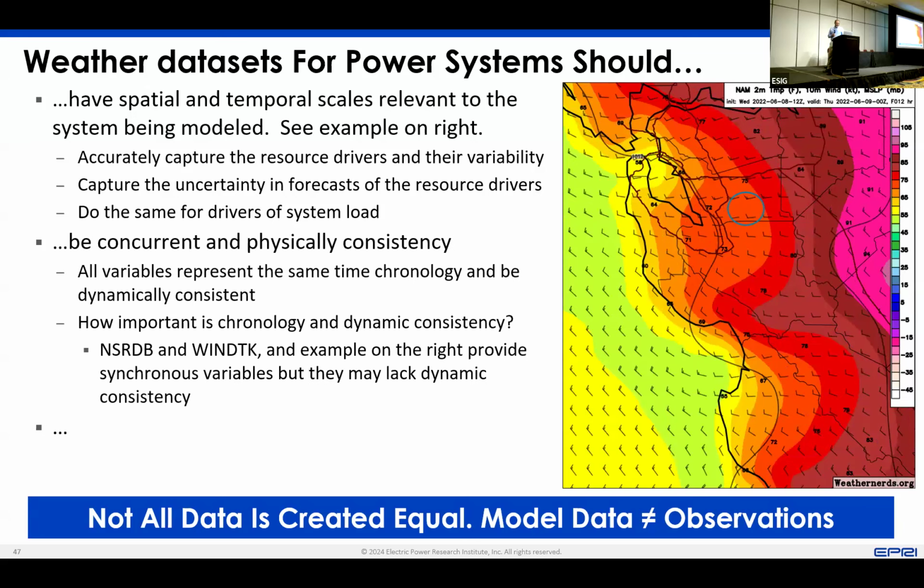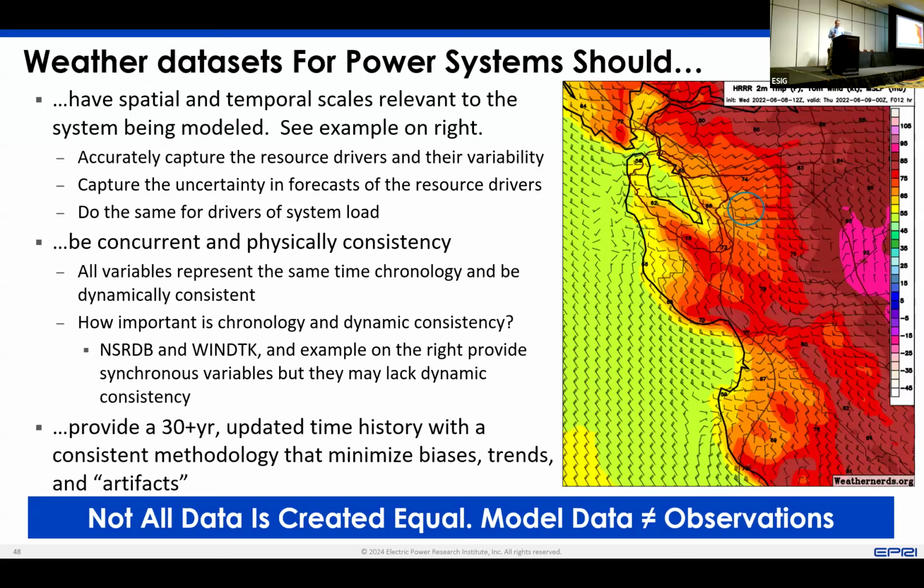This is the NAM model, the North American model, which is higher resolution. And then this is the High-Resolution Rapid Refresh. These are all operational models of the same thing. So we talked about concurrency and physical consistency. And then we also talked about providing a 30-year update in the time series.